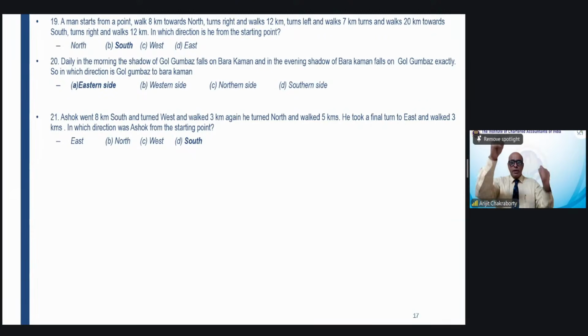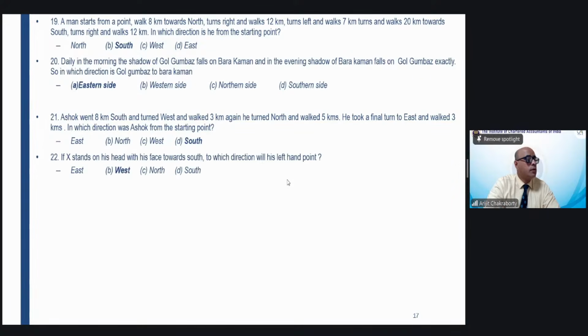Easy. This is directly, you can draw it. 8 kilometers south, then 3 kilometers towards the west, 5 kilometers towards the north, and then 3 kilometers towards the east. मतलब Ashok अभी जहां पे खड़ा है, it is exactly south from its starting point. Question number 21, it is south. Yes, many of our friends have given the answer. Okay.